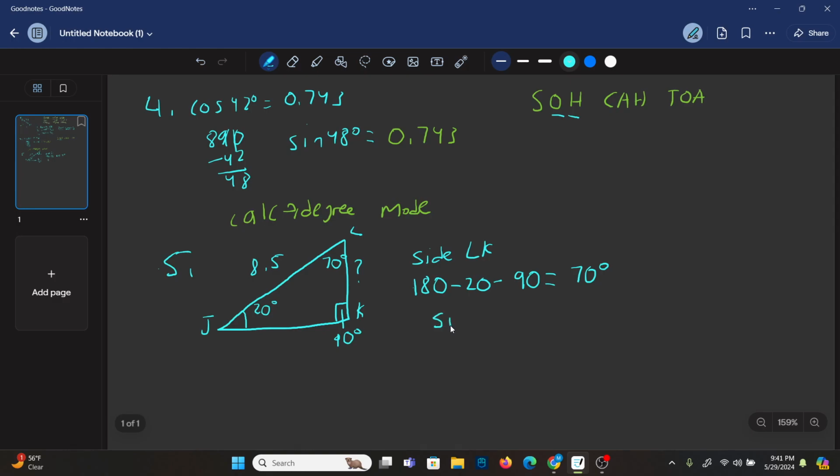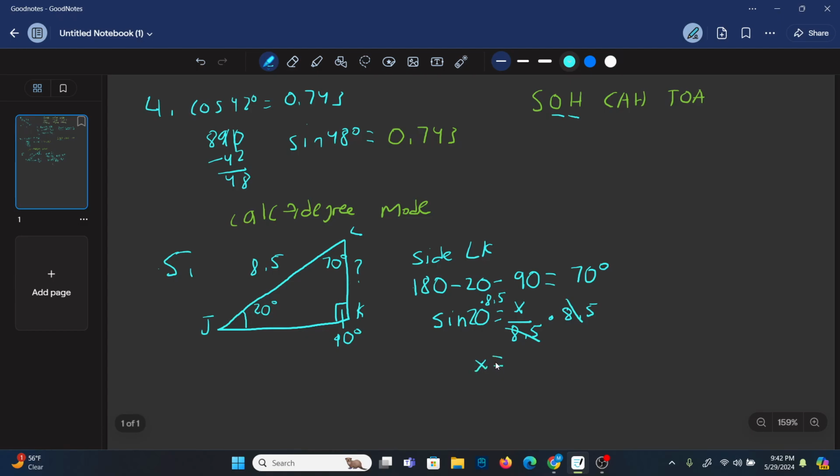So we use sine, the degree measure, which is 20, equals the opposite, which we don't know. So that would be x over the hypotenuse, which is this side, opposite the right angle, which is 8.5. So in order to solve this, we would multiply both sides times 8.5, and so this would cancel out.